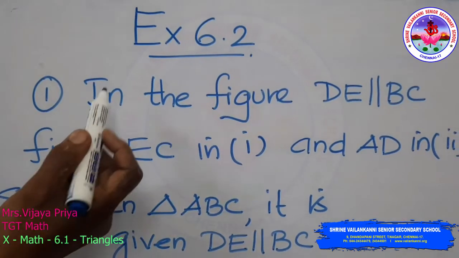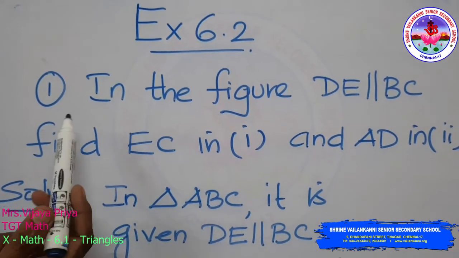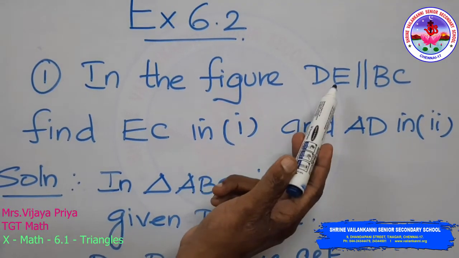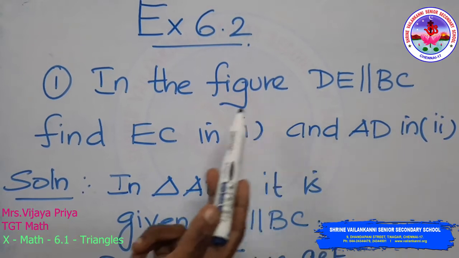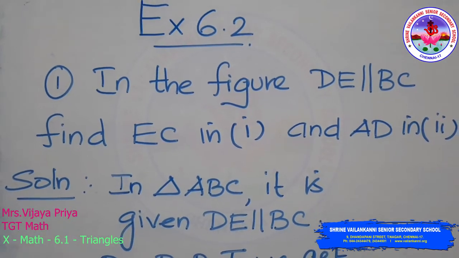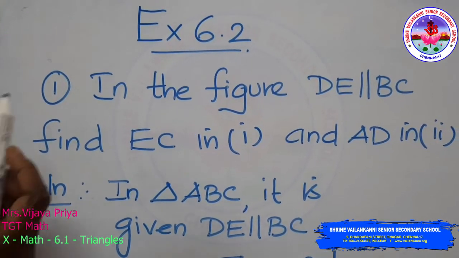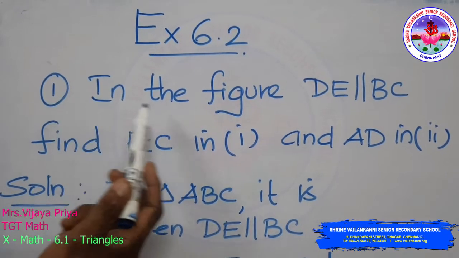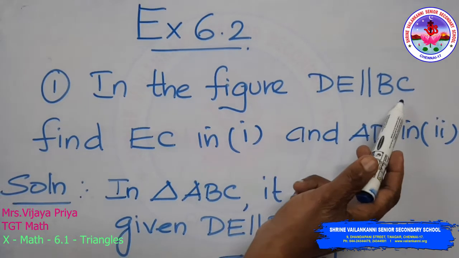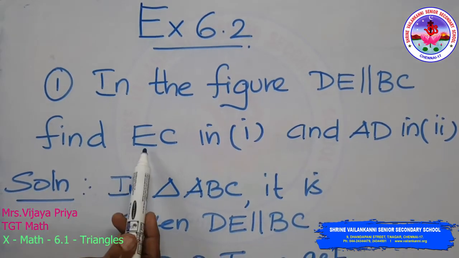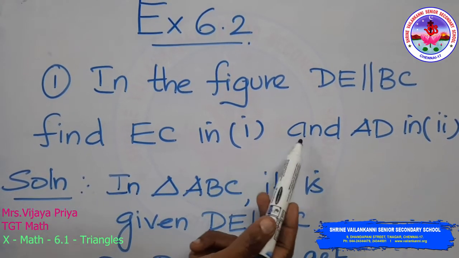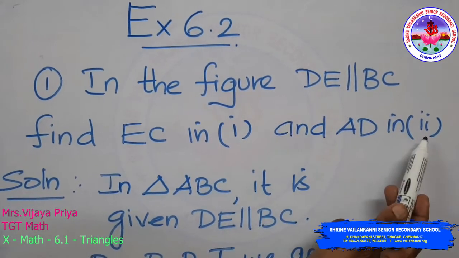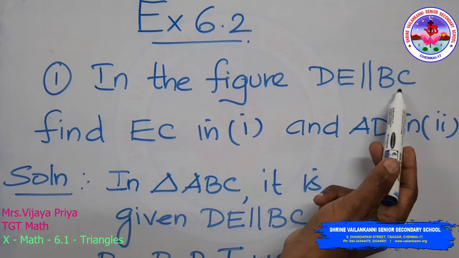Now coming to exercise 6.2 in triangles. In the figure, two figures are given, where DE is parallel to BC. Coming to exercise 6.2, the first problem. In the figure, DE is parallel to BC. Find EC in the first figure and AD in the second figure, where in both figures DE is parallel to BC.